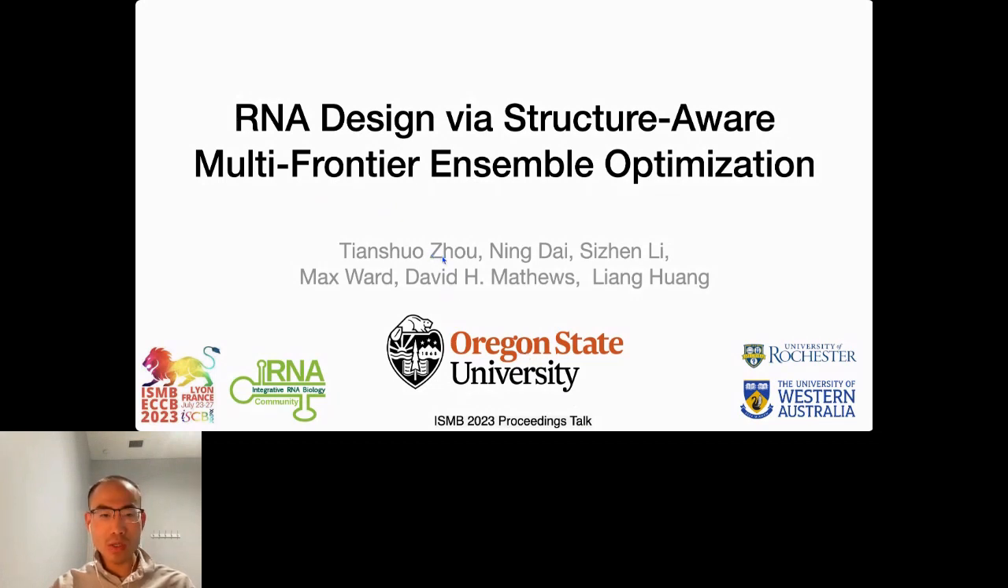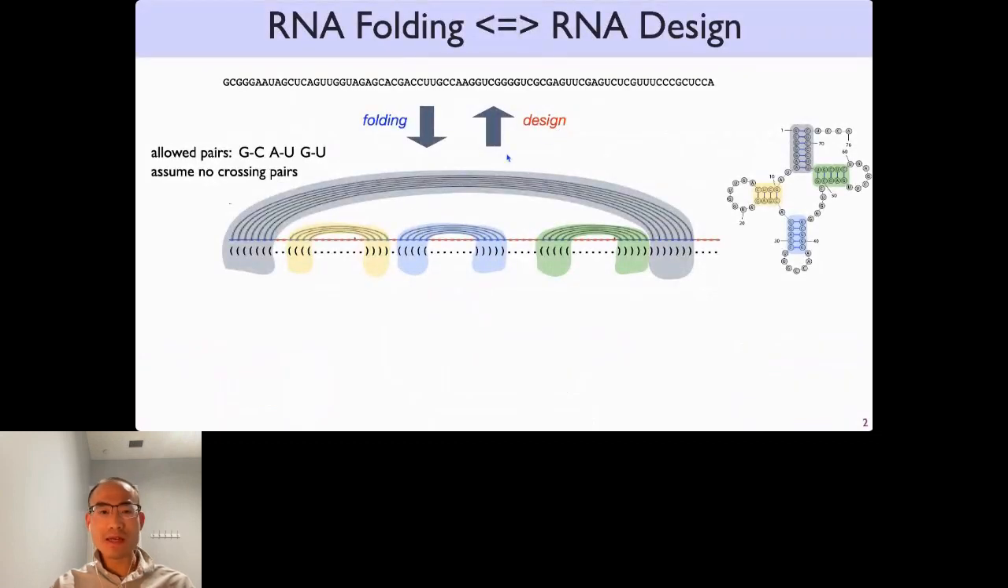I'm Tianshuo Zhou, currently a PhD student in Oregon State University, and it's really an honor to be here to present the work on RNA design. So first, what is RNA design? We know that the RNA is actually a sequence of nucleotides, ACGU, and it turns out that RNA is very like our human language or natural language in the sense that it will fold into some recursive secondary structure. So RNA design is the inverse problem of RNA folding.